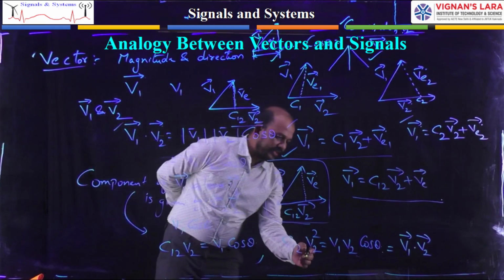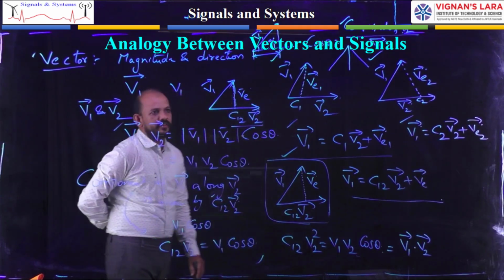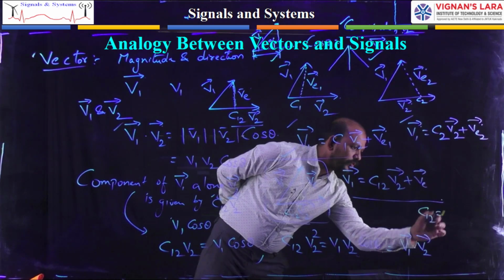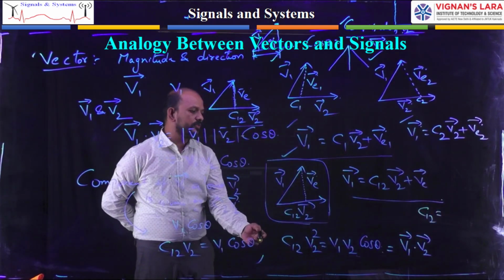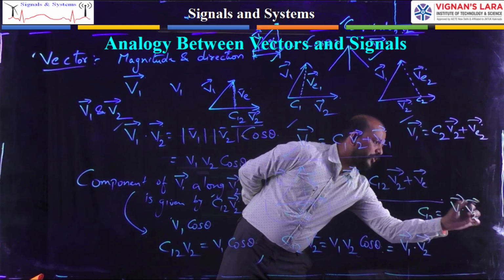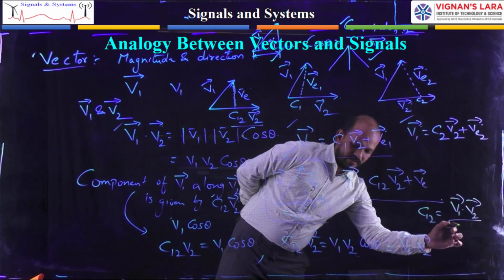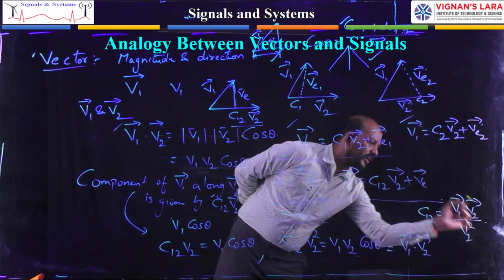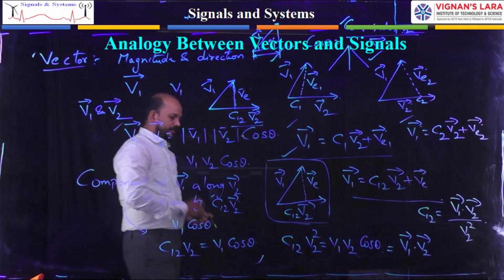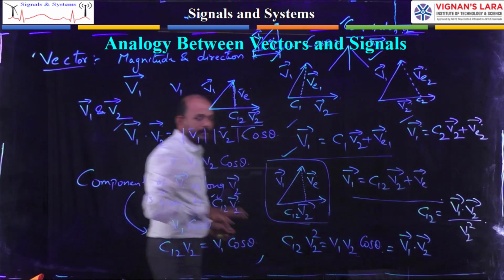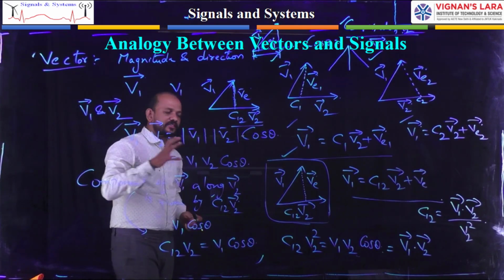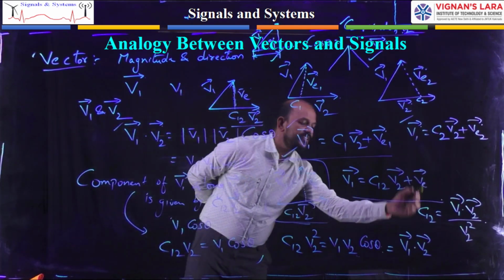So now I have the value for C12, the constant. C12 will be equal to V1 bar dot V2 bar divided by V2 square. So that is the equation for C12. Here the constant C12 plays the major role in identifying the significance of the signals.